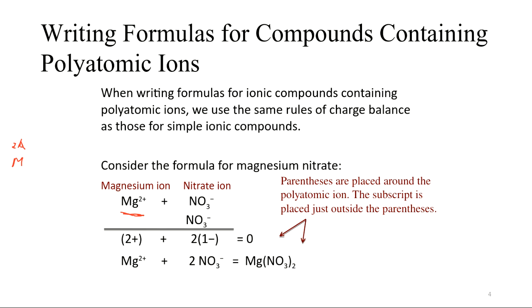When the magnesium makes an ion, it will be Mg2+. This is the cation. And now it is going to react or combine with NO3. And we said that NO3 is a polyatomic ion.